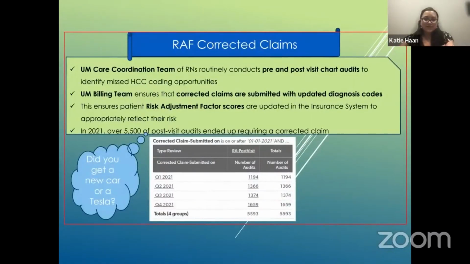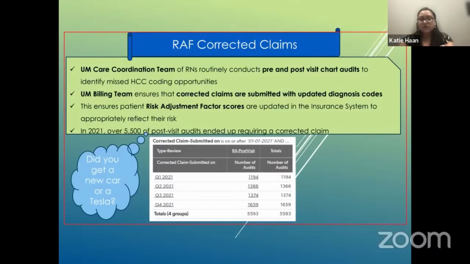All right, so we do have this next slide here. So this explains the RAF corrected claims. Our care coordination department is a team of nurses that routinely conduct pre and post visit chart audits to identify the missed HCC coding opportunities. Our billing team ensures that corrected claims are submitted with updated diagnosis codes. And then this ensures that patient risk adjustment factor scores are updated in the insurance system to appropriately reflect their risk. We did just end 2022, but I didn't have the numbers available.